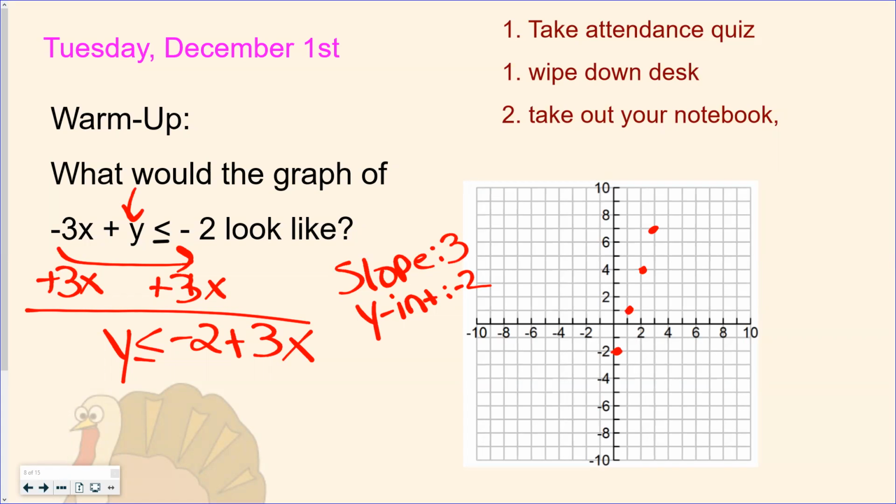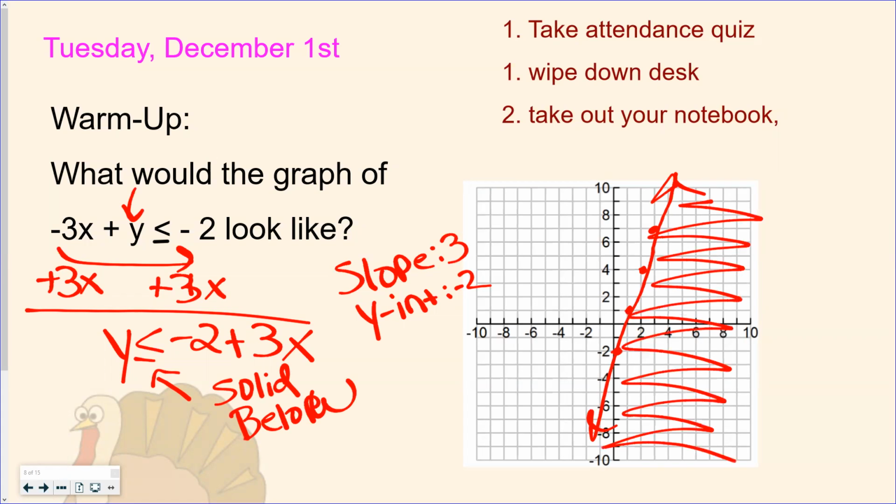Now I got to pay attention to what line type I want. I want a solid line type and I want a shade below. So solid line and shading below. And that's what this graph would look like.